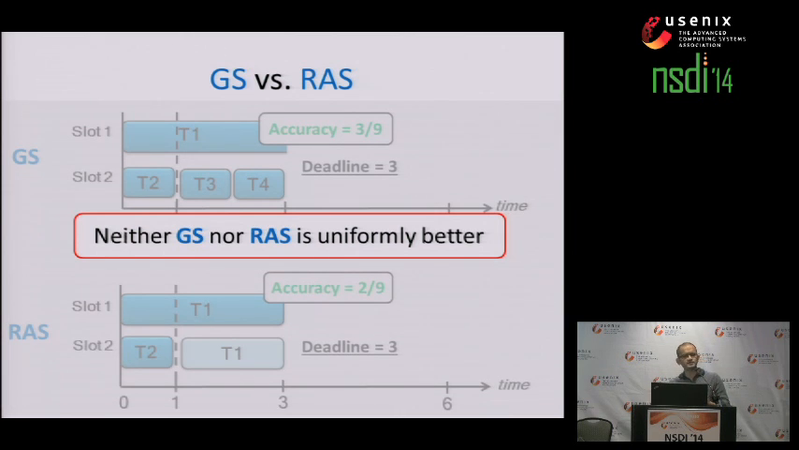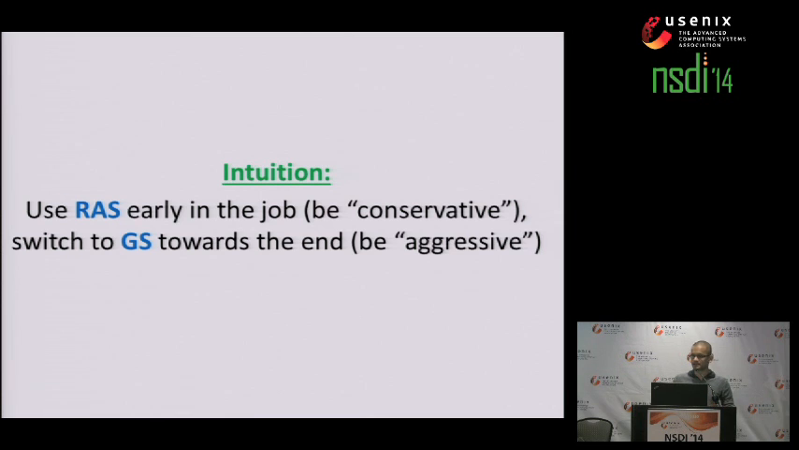When the deadline is large, it looks like RAS is better. If not, we should do the more greedy option. Or in other words, when there is more time remaining, be smarter about the resources that you're going to use. But when it is close to hitting the deadline, be more aggressive. So this is the intuition that we have in terms of how we could combine these two. Start off with RAS early in the job, which is to be conservative, and towards the end, at some point, switch to GS.